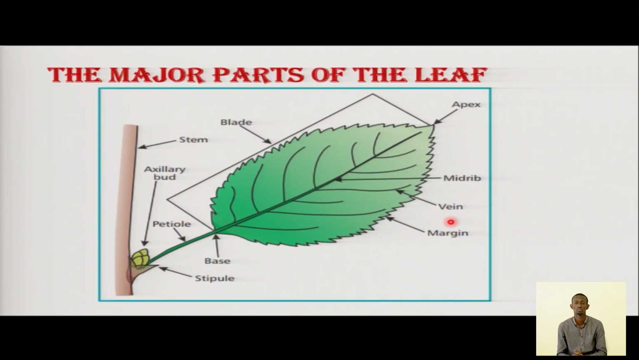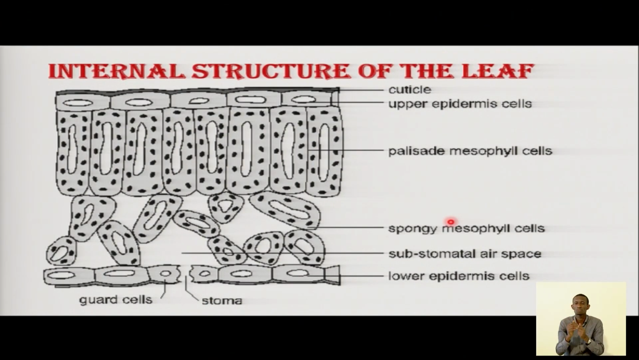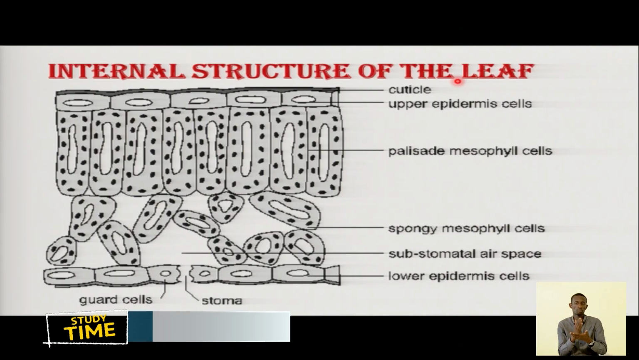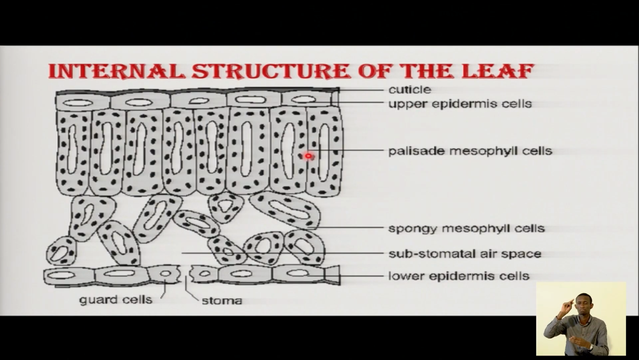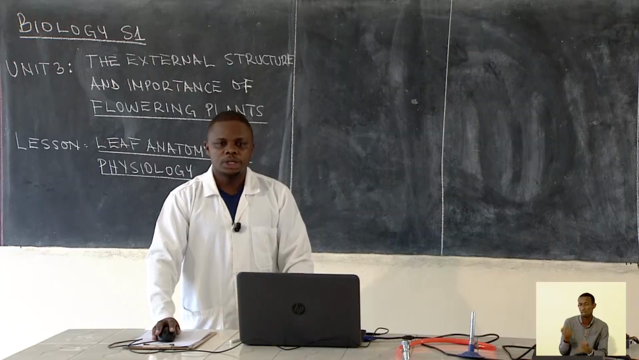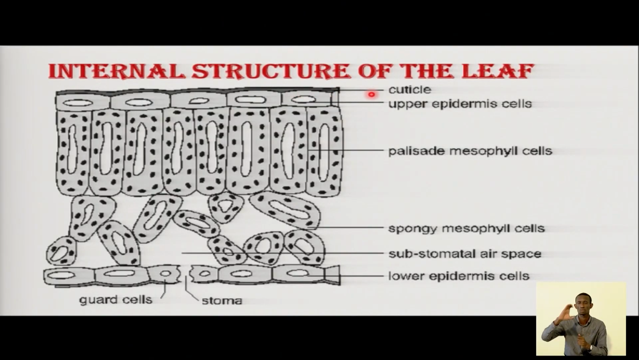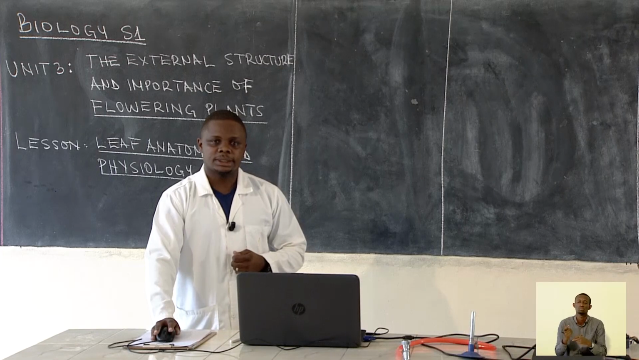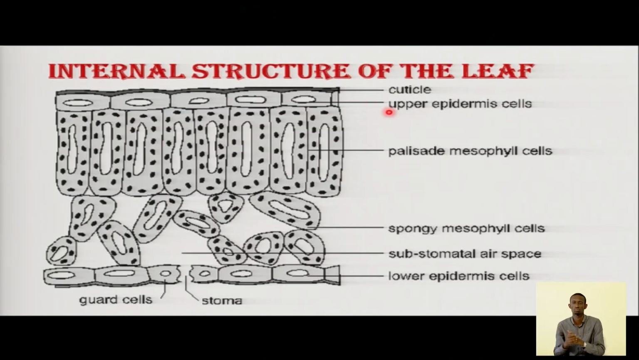What about the internal parts of the leaf? This is the diagram which is describing the internal structure of the leaf. Here we mean inside the leaf. We need to see which parts are there. As you can see, we have what we call the cuticle. The cuticle is very thick, and its function is to prevent excessive loss of water from the plant. Then in this internal part of the leaf, we can see there is an upper epidermis.